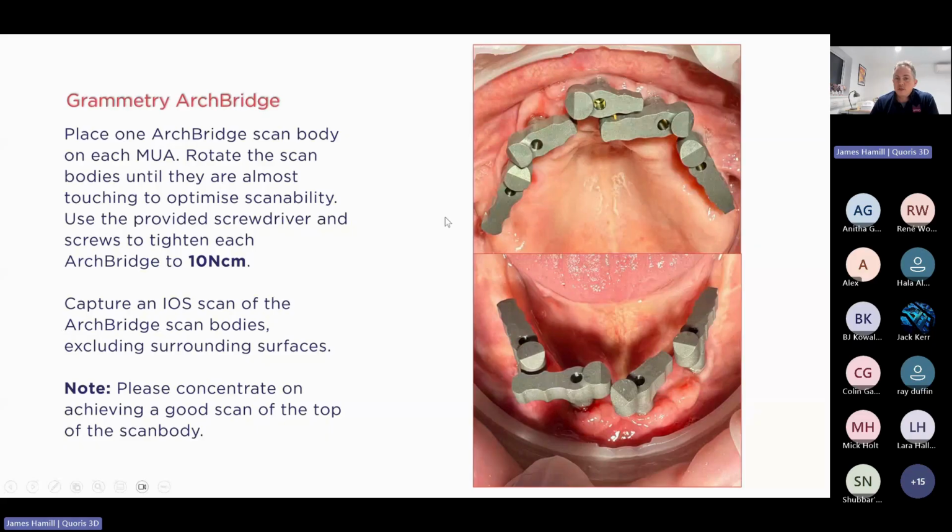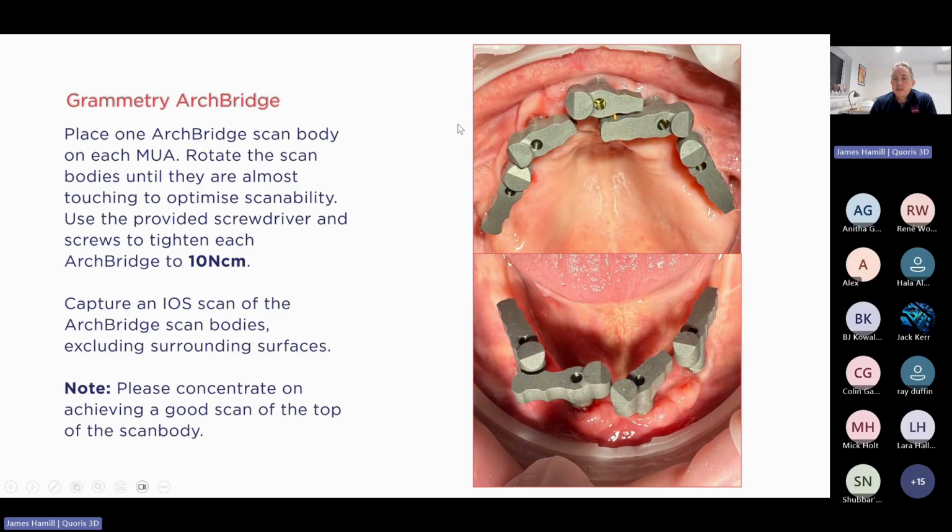And what you do is you then place the ArchBridge scan bodies along the arch. You're trying to create a pathway for this iOS scanner that is going to be one sweep and smooth, and you do not want them to touch. Okay, that's very important. And you can mix and match them as you want. You can have some overlap, you can have them toe to tail, it doesn't really matter, but you want to create a nice scannable pathway.